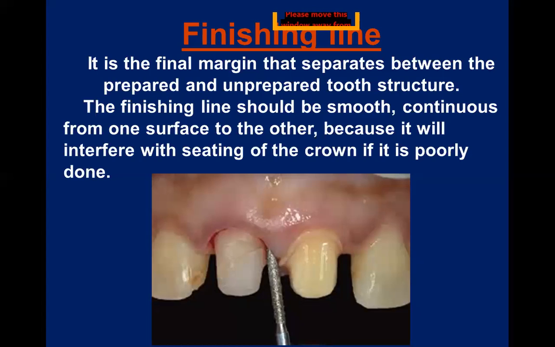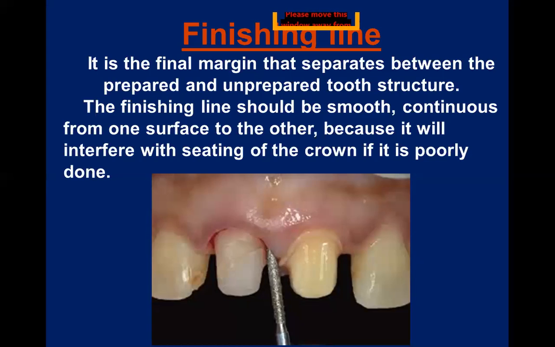There is no cut or disconnection in the continuity of the surface of the finishing line, because the disappearance of the finishing line on any part of the prepared tooth will lead to what? To an interference in the seating of the crown on the abutment tooth.